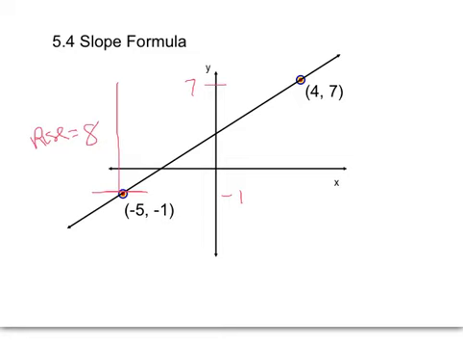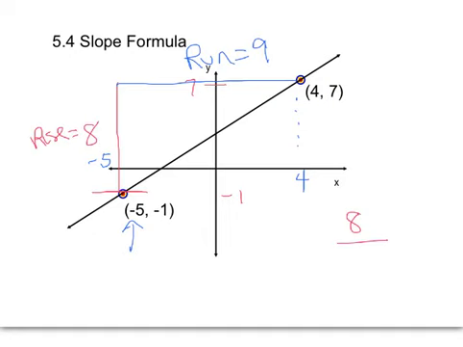And then for the run, you take the fact that this is at 4 and this is at -5, we got that information from the points themselves, and subtract the two and find that the run would be 9. So rise over run would be 8 over 9.